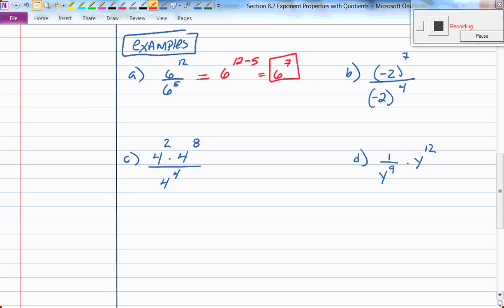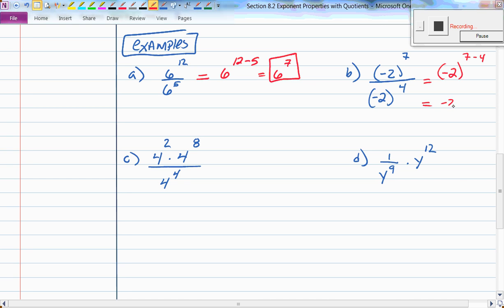All right, let's try B. I have negative 2 to the 7th divided by negative 2 to the 4th. So I'm going to apply the quotient rule. Negative 2 to what power? 7 take away how much? Take away 4, so what would that be? Negative 2 to the 3rd power. We'll leave it like that.